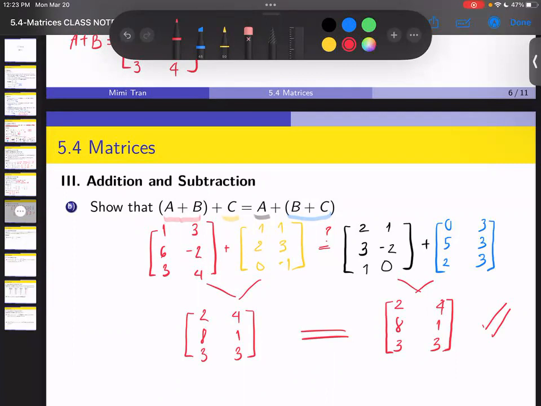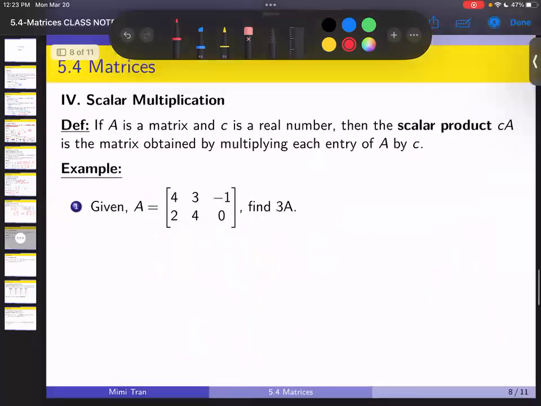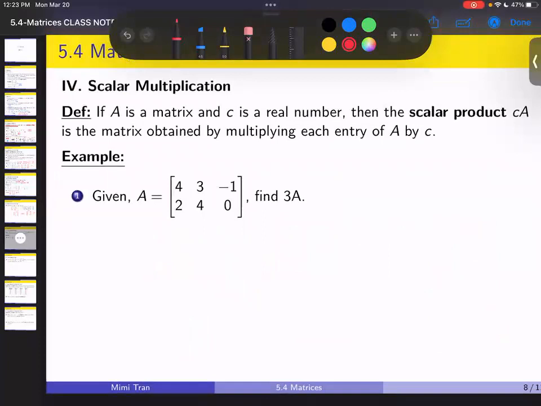So far, so good. This slide is really easy. All right, so that's adding and subtracting two matrices. As long as they're the same size, you're allowed to do that. Scalar multiplication. What is a scalar? You've heard it before. A scalar is just a real number, any real number.